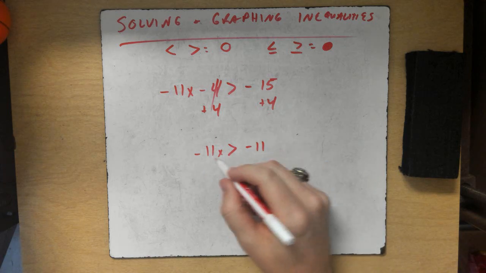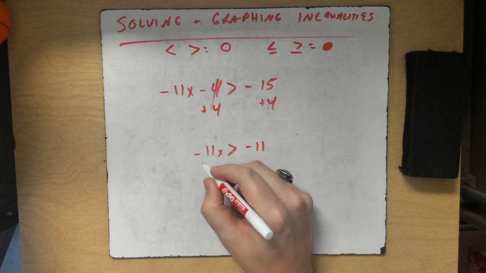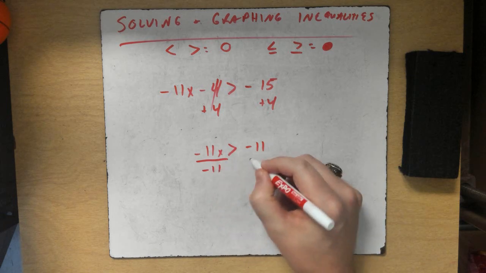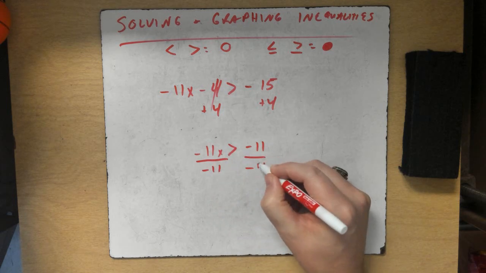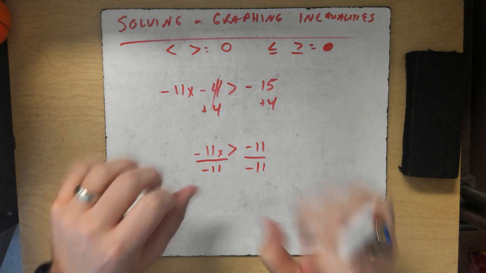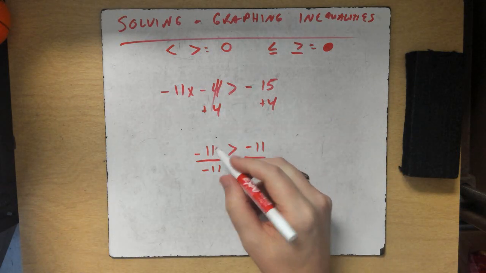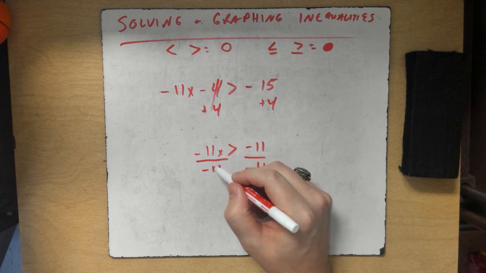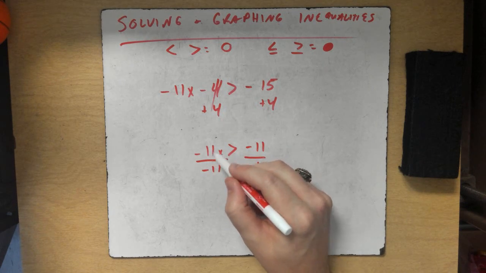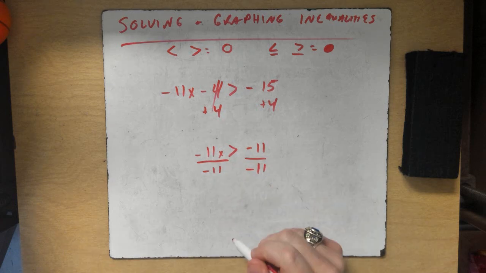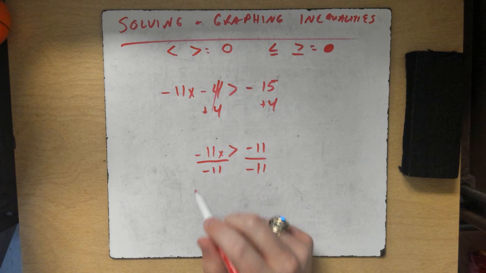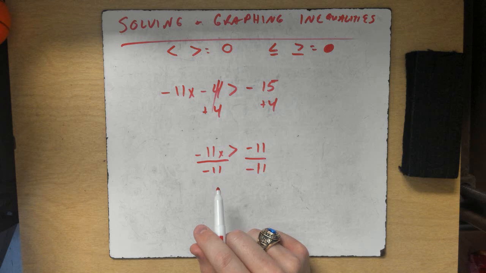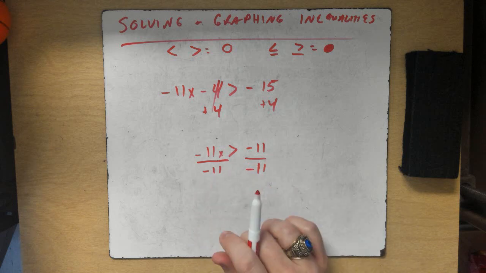Negative 11x here. So we need to go ahead and divide by negative 11 on both sides. Now, here's an important rule, okay? This is a big rule. When you're dividing or multiplying by a negative number, when the number by the x is negative, and you have negatives on both sides, first make sure you carry that negative with it. A lot of people do not carry that negative. Please carry the negative with the number, okay?